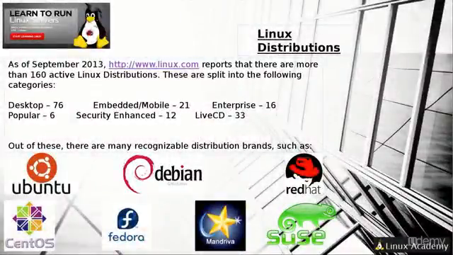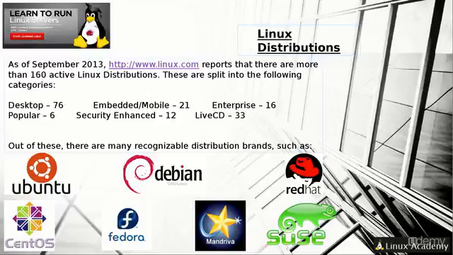So what does that leave us with? Well, as of September in 2013, Linux.com reports that there are more than 160 active Linux distributions. They're split into the following categories. Desktop, there's 76. Embedded mobile, there's 21. Enterprise is 16. Popular distributions, there are 6. Security enhanced distributions are 12.